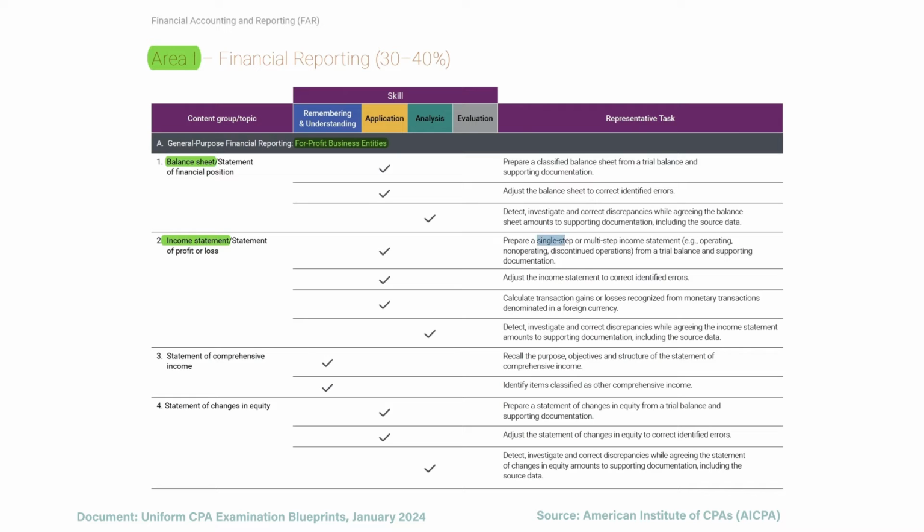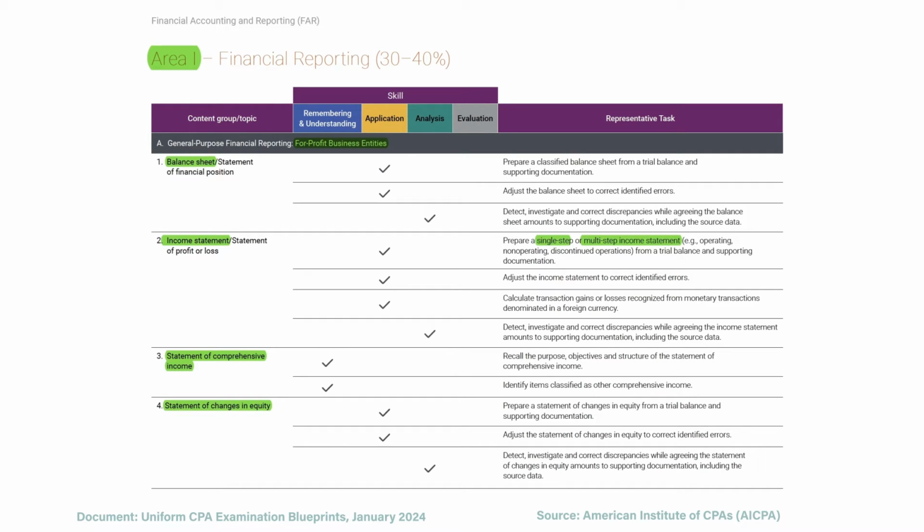We need to know a single step and a multi-step income statement. We need to distinguish between operating income, non-operating income, and discontinued operations. Next, we have the statement of comprehensive income, which includes your net income plus your other comprehensive income. Then we need to know about the statement of changes in equity.